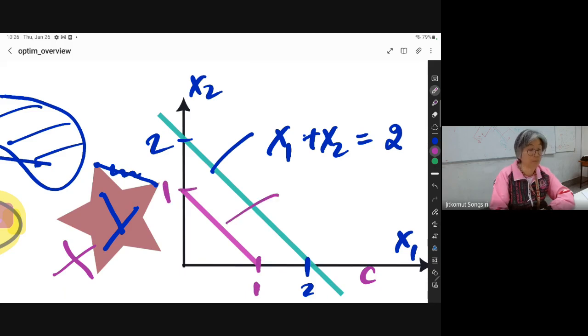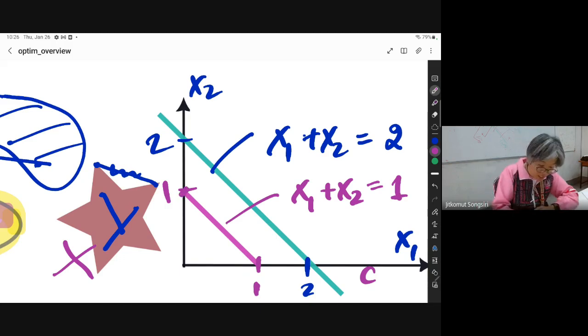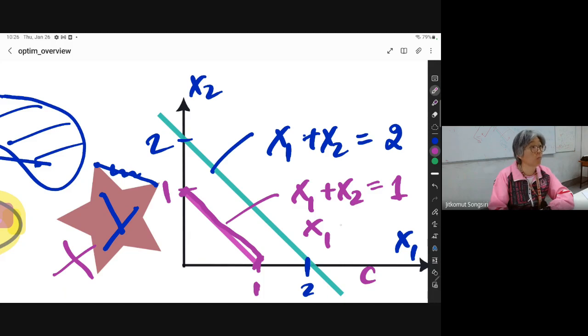Now, suppose this is 1. Can you describe the purple, equal to 1? But the purple line is just this. It's just the segment. Both x1 and x2 or just x1? Both x1 and x2 must be between 0 and 1.